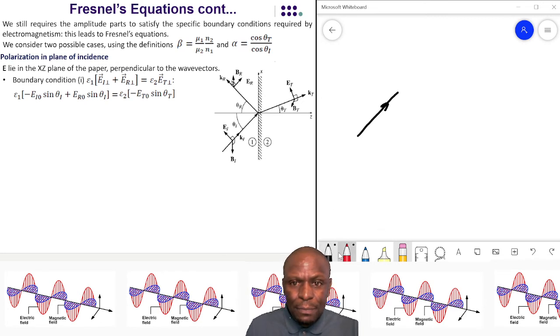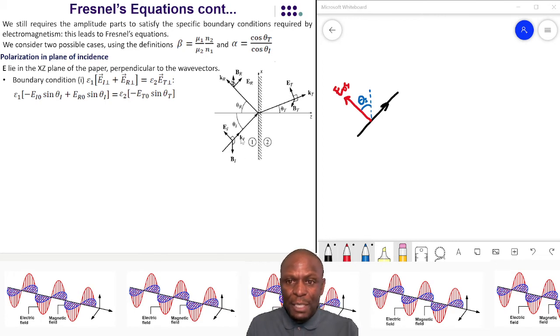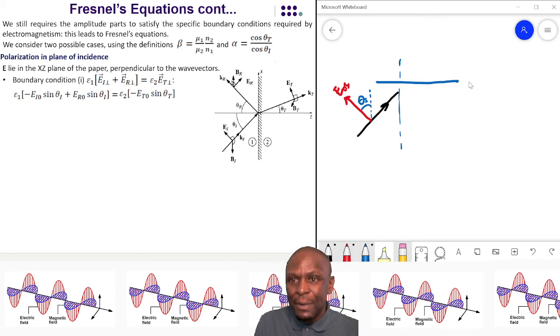Right. Now, the electric field I'm going to use is always perpendicular. This is the amplitude E naught incident. Right. It can be shown that this angle here is nothing else but theta, the theta incident. Right. Now, from this diagram, my interface is actually parallel to that. Right. That is my interface. And this is my Z direction.